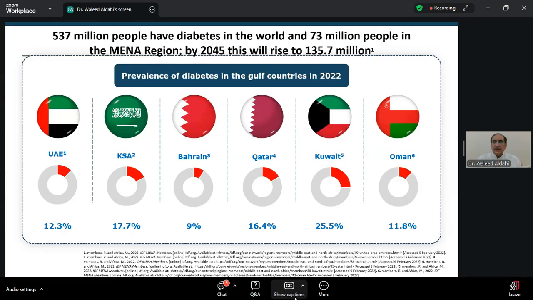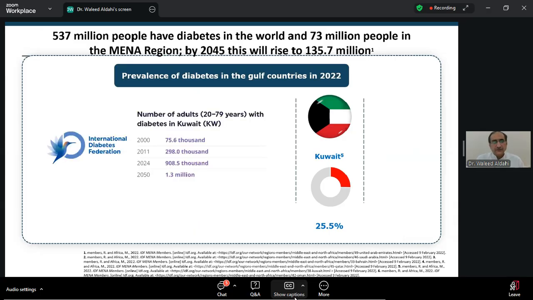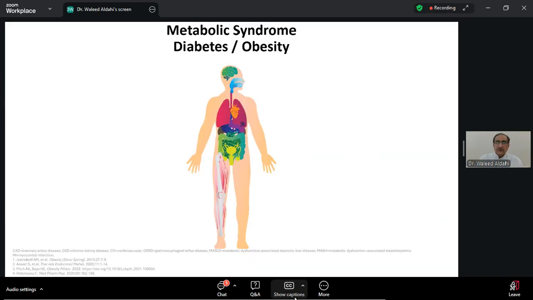And the projections for Kuwaitis in the next 20 to 30 years are going to be very grim, as you can see here. This is from the IDF, the total number of adults between 20 and 79 with diabetes in Kuwait. In 2000, it was 75.6 thousand, nowadays we have around 9,000, and we're expecting to go to 1.3 million. This is out of just a 4.5 to 5 million population in Kuwait. So this is a very serious disease and endemic.